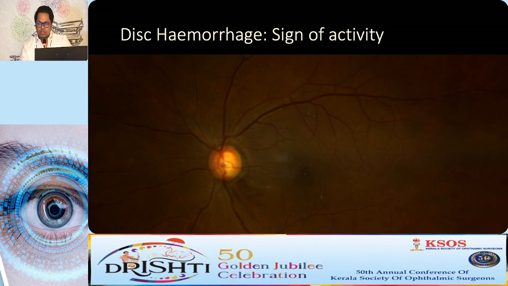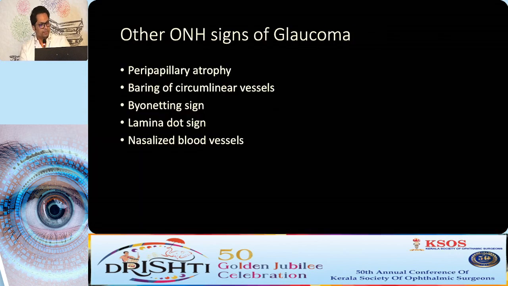Disc hemorrhage, unless you keep looking for it, will be missed. And this photograph is an excellent example to evaluate for disc hemorrhage. You can see an inferior neuroretinal rim thinning and a corresponding RNFL defect, and the disc hemorrhage on the edge of this defect. You know that this is a sign of progression or activity, and over time the RNFL defect is going to enlarge towards the disc hemorrhage side.